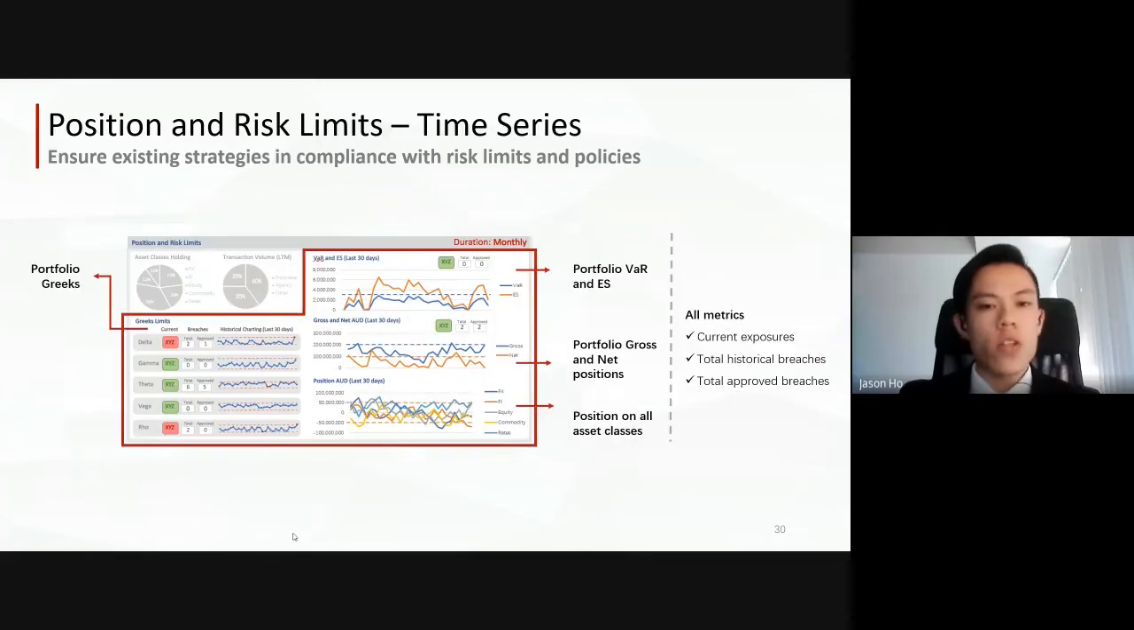Now, in addition, we also want to look at these measures over time. So for example, on the bottom right, we have the positions across assets and the gross and net positions over time. And on the top, we have risk exposures. So we have VAR and ES, and on the left, we also have the different Greeks over time. And for each of these time series, we want to include their current exposures, any historical breaches in the past, and any approved breaches in the past.